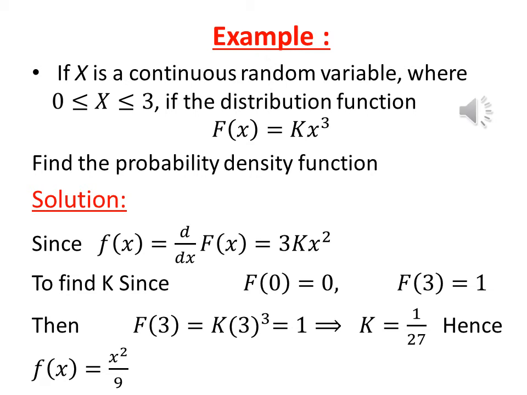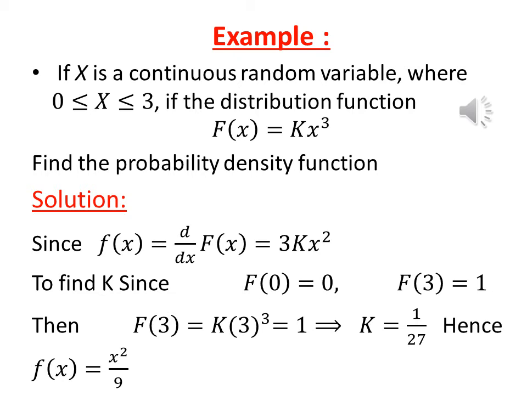We take an example about the cumulative function. If x is a continuous random variable defined from 0 to 3, x greater than 0 and less than 3, and the cumulative distribution function capital F of x equals k x cubed, find the probability density function. We want small f of x.